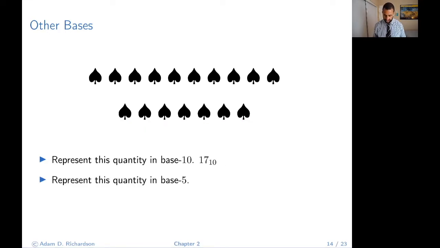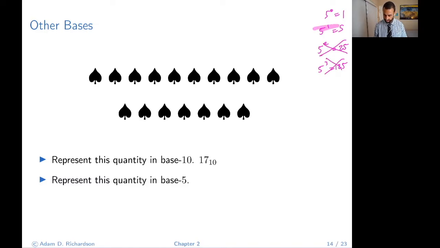There you go. Let's do it in base 5. If we're going to do it in base 5, then we need to think about powers of 5. Let's write down the powers of 5 first. 5 to the 0 equals 1. 5 to the 1 equals 5. 5 squared equals 25. 5 cubed equals 125. And we can stop there. We've only got 17 objects. We can't even get 25 out of there.